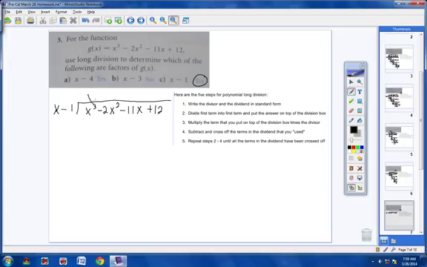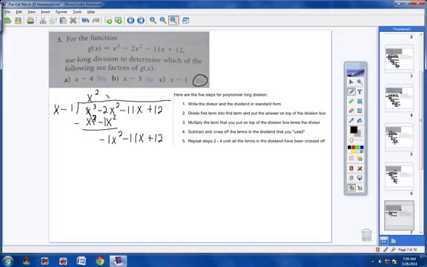X goes into x cubed, x squared times, do your multiplication, x cubed minus x squared. These cancel. Negative 2 minus the negative 1. Negative 2 minus the minus. It's a positive 1, so you're left with negative 1 x squared. Bring your other terms down, and here we go.